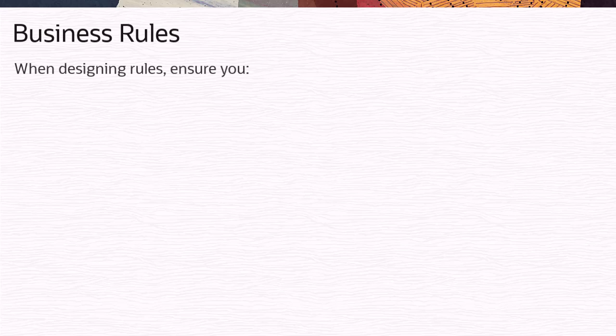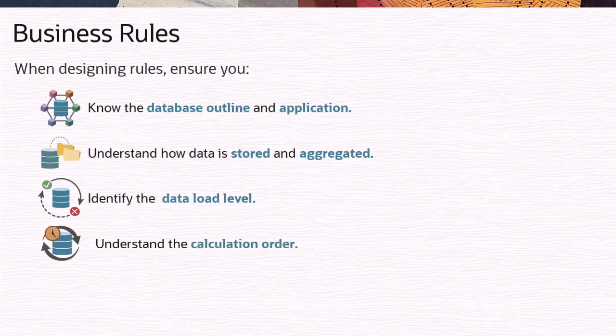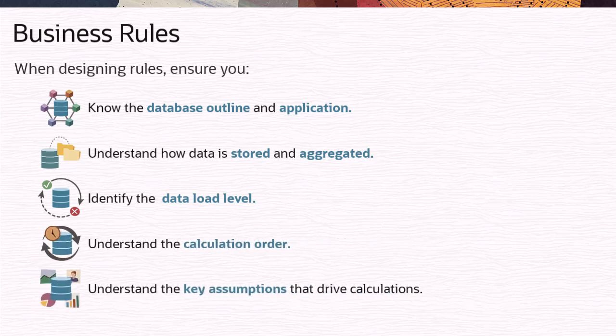When designing rules, you must be familiar with your database outline and application. You must also understand how your data is stored and aggregated, at what level the data gets loaded into the database, the calculation order, and the key assumptions that drive the calculations.